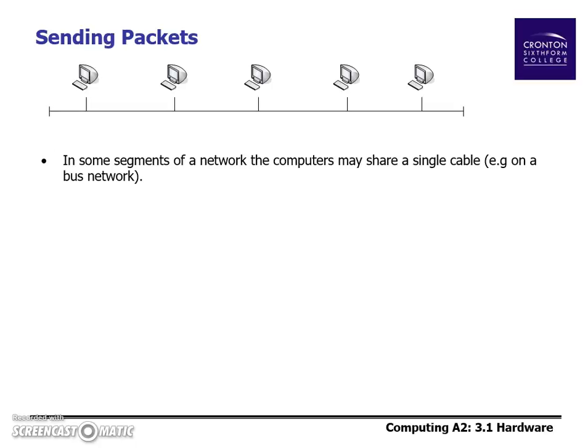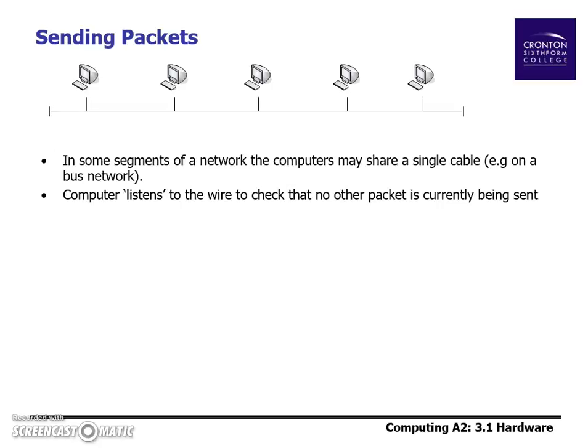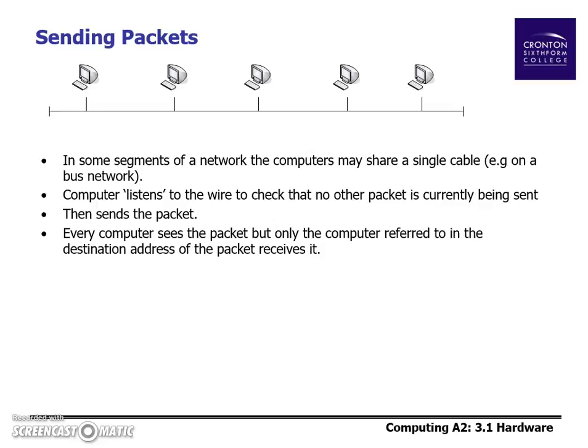In some segments of a network, the computers may share a single cable, for example on a bus network. The computer listens to the wire to check that no packet is currently being sent. It then sends the packet. Every computer sees the packet, but only the computer referred to in the destination address receives it, as you can see. So all the other computers saw it, but it only went to that receiving computer.